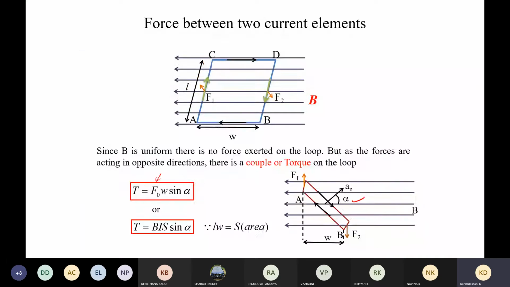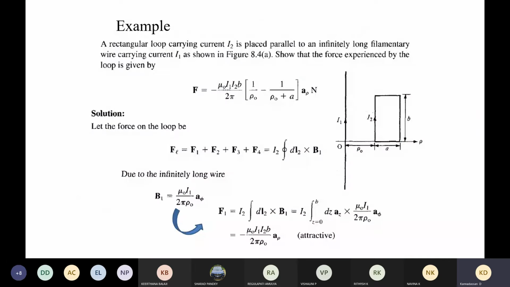That is what will happen for a current element. Now how can we calculate all these things? Let us take a simple example. What you see here is a rectangular loop, placed just away from the origin at a distance of rho naught. It is kept in the same plane itself, that is along the rho and z plane.